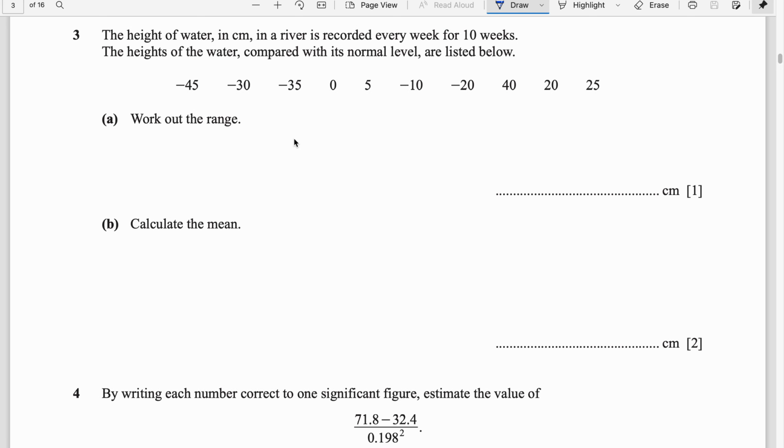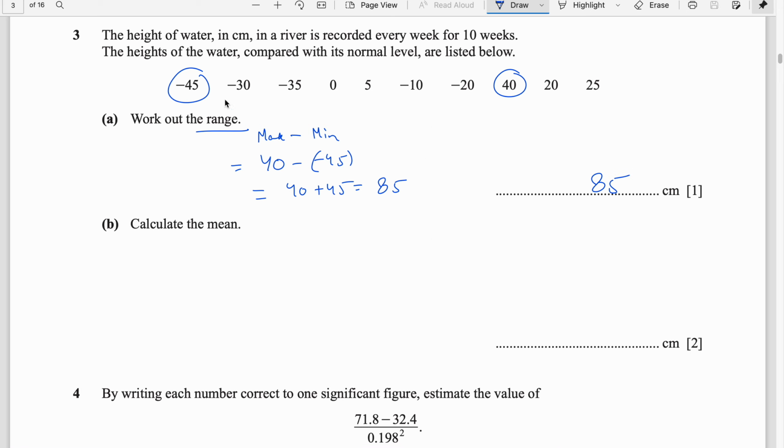Question number 3. The height of water in centimeters in a river is recorded every week for 10 weeks. The heights of the water compared with its normal level are listed below. Work out the range. So range is basically maximum value minus minimum value. So maximum value is 40 minus the minimum value, which is minus 45. And the range is 85 centimeters.